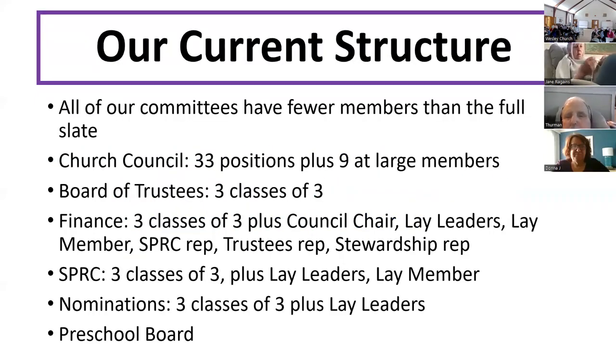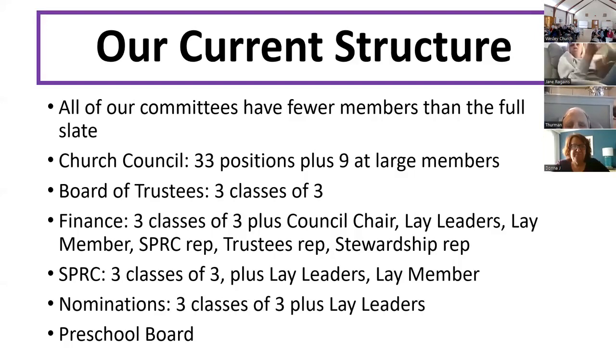So our current structure, all of our committees have fewer than the full slate, the full maximum. Church council technically has 33 positions plus 9 at-large members on it. We never have that many people at church council, but that's how many people are in the structure right now. The board of trustees, of course, is 3 classes of 3. Finance is 3 classes of 3 plus all of the above. SPRC, 3 classes of 3 plus lay leaders and lay member. Nominations, and then preschool board.